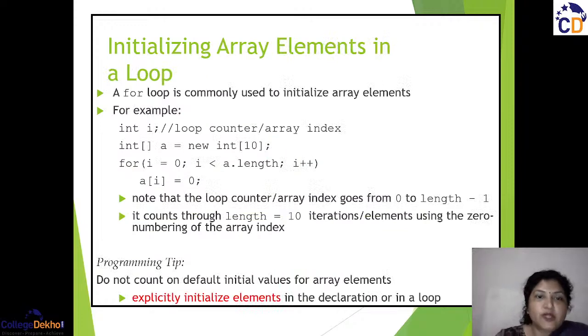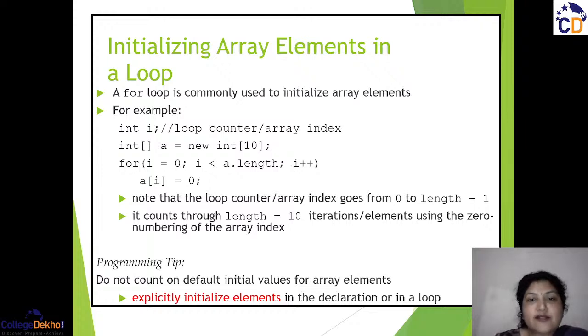Let us see some looping concepts while using arrays: initializing array elements in a loop. A for loop is commonly used to initialize array elements. Int i is basically used as an array index, or you may say a looping counter. Then int a is equal to new int 10. First we have defined the variable that is i. Then you have defined an array of 10 elements in the second statement. In the third statement, you are going to run that loop.